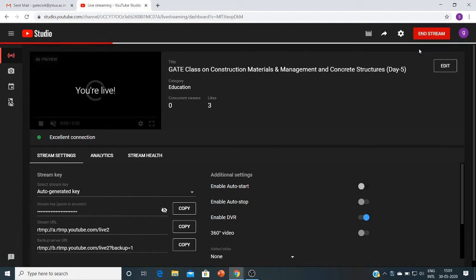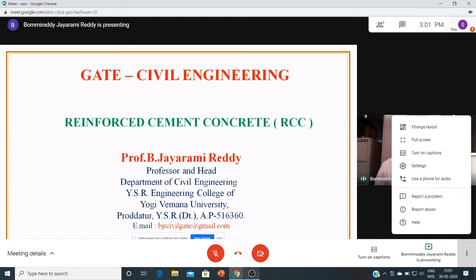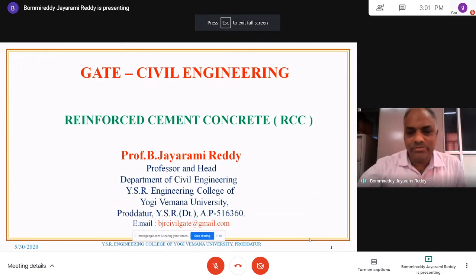Discuss completely the doubly reinforced sections and also T-beams, both theory and also numerical problems. I will complete this within 2 hours.